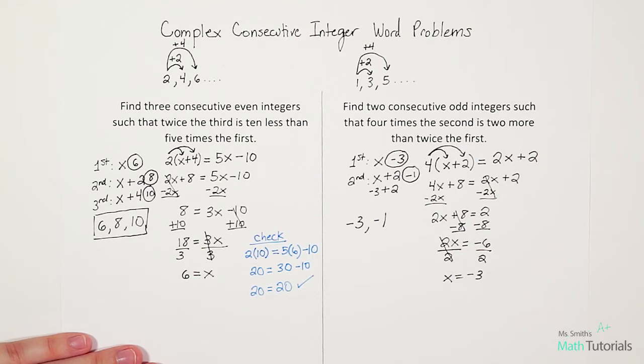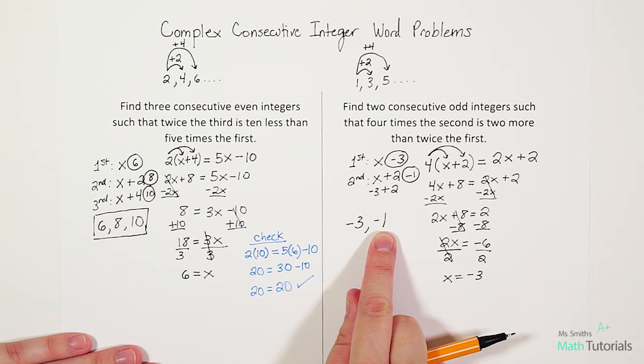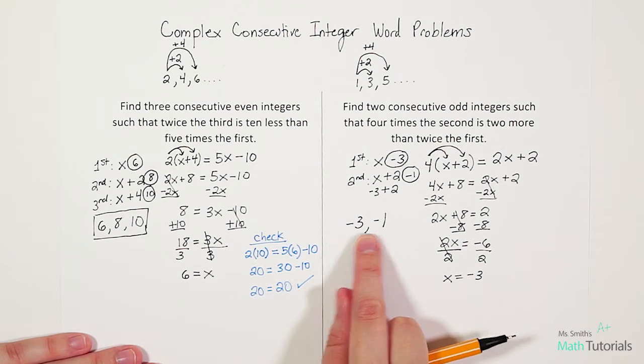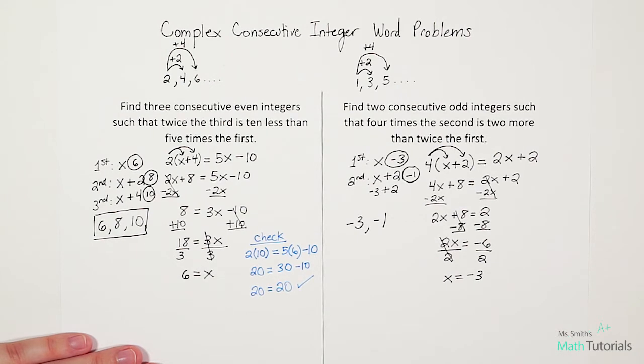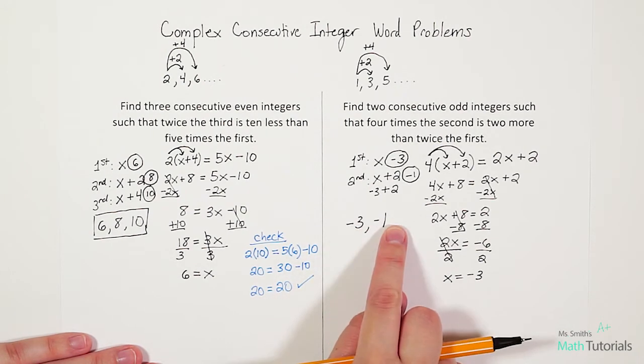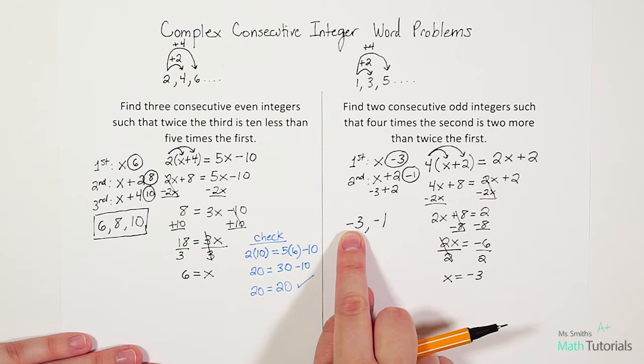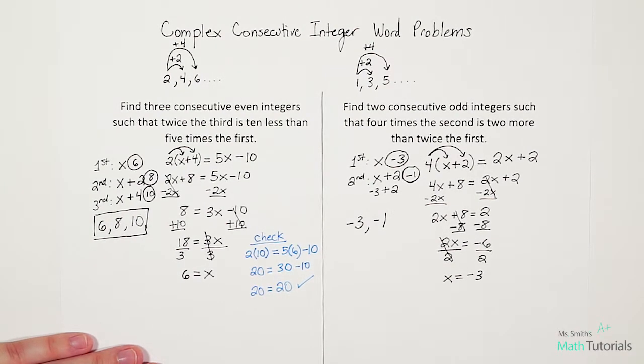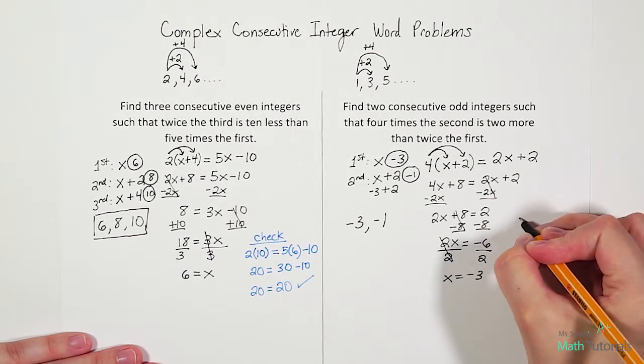So first thing we want to do for our check is just ask ourselves, are these consecutive odd integers? And they are consecutive. I know it gets kind of weird once we start throwing negatives in there, but if we looked at a number line, we would see a negative 3 and then a negative 2, and then a negative 1. So these are consecutive odd integers. Now let's do a check to see if our answer matches up.